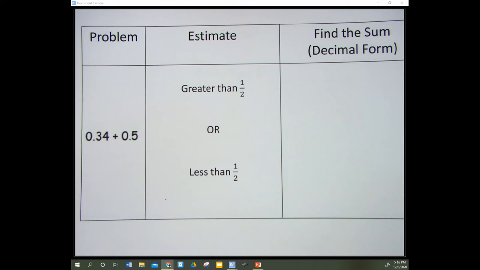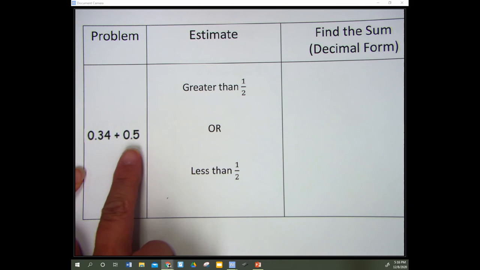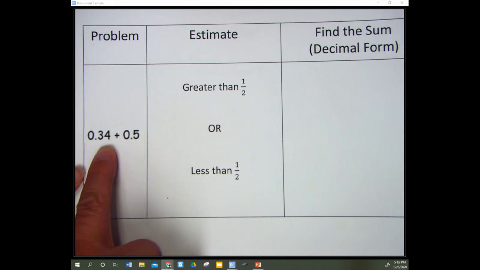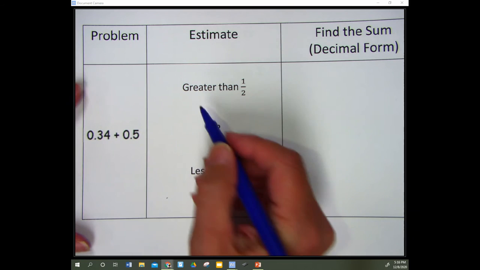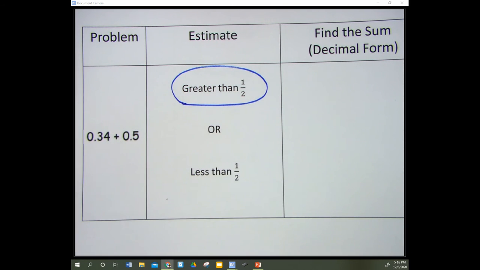Here's how I think about it. If I have 34 hundredths plus 5 tenths, I know 5 tenths is already 1/2. So if I'm adding 34 hundredths onto that, I'm going to have something greater than 1/2. Now, find the exact sum.